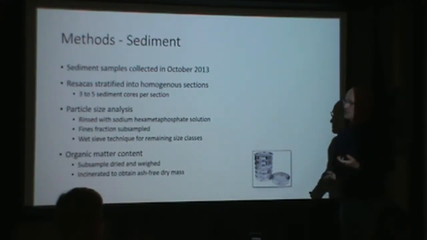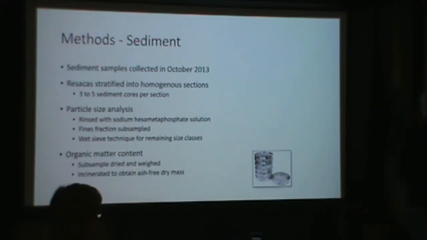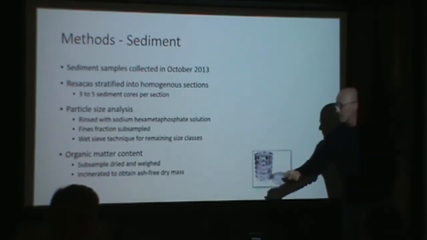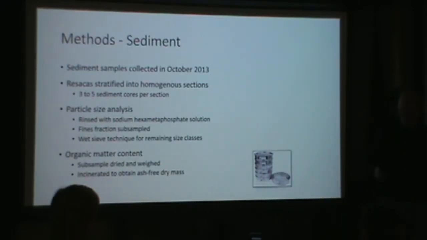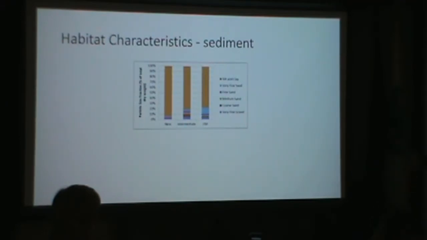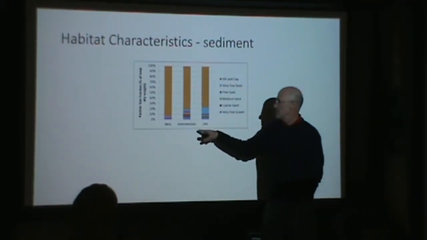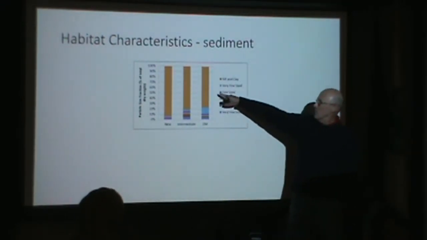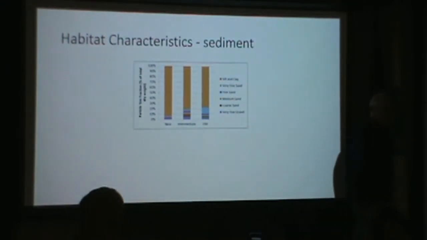So benthic community, some species may be more at ease in very fine sediment, muddy sediment, others in very sandy sediment, these kinds of things. We also look at the organic matter content of the sediment. And this is some of the results. So you just look at the three resacas, new, intermediate, old. They all have relatively the same kind of substrate. Right? So there was not really a big difference.